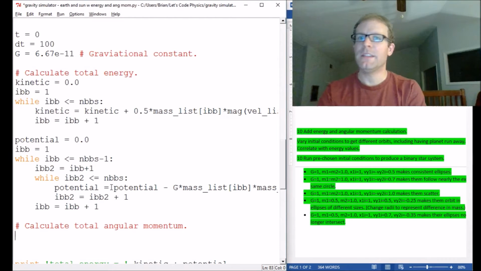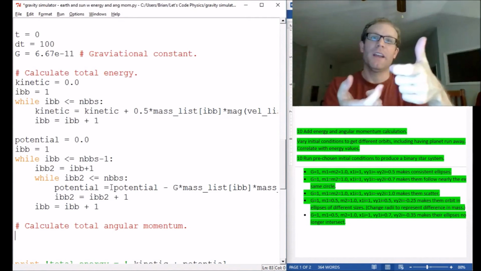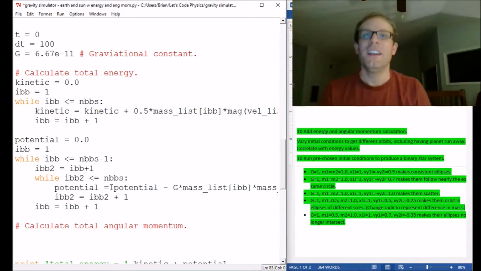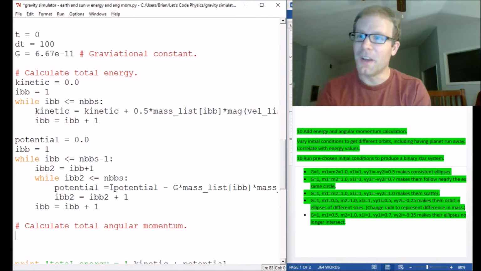And angular momentum is given by the special thing called the cross product. I don't want to get into too much detail about it here, but basically it's a way of taking one vector, multiplying it by another vector, and getting a third vector. I'll leave a link to a reference about that in the description below. So let's say angular momentum equals 0.